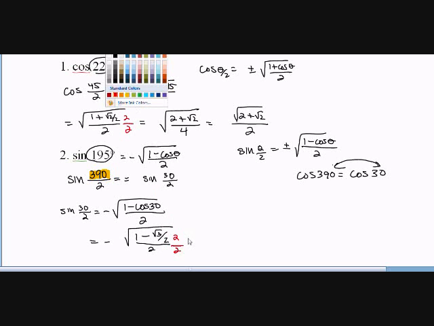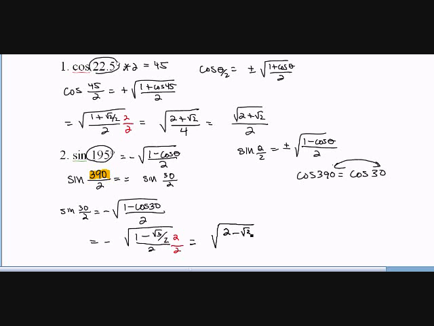So I get, oops, didn't change the color. I get the square root of 2 minus radical 3 all over 4. The denominator can be simplified to 2. And this was originally negative, so let's keep that negative sign.